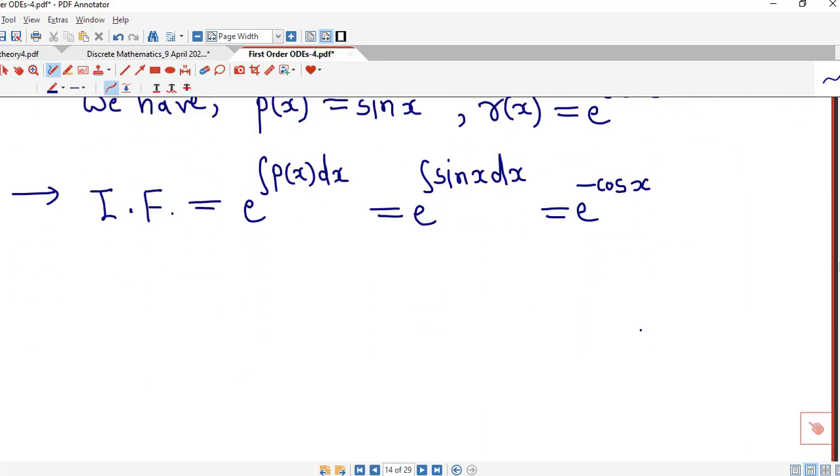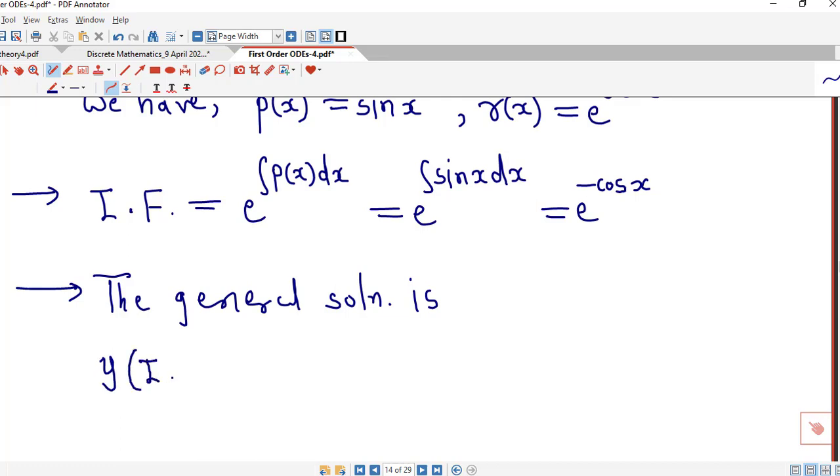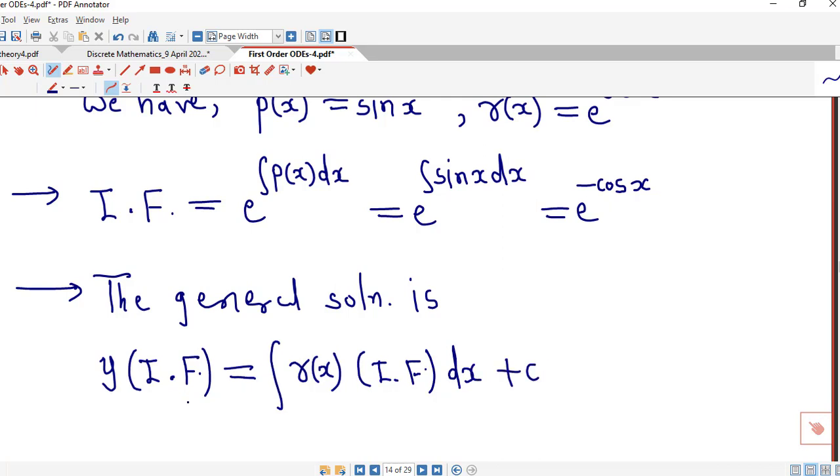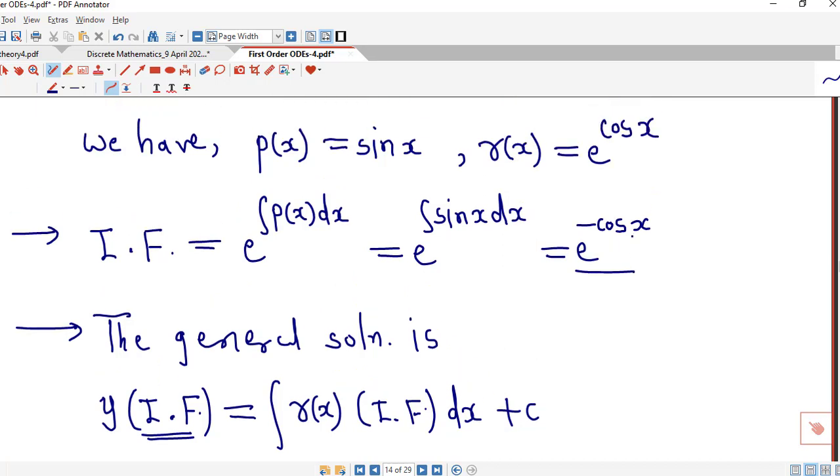So this is the integrating factor, and the next step is to write down the formula for the general solution and use the integrating factor which we have obtained. General solution, we will remember: y into integrating factor equal to integral of R(x) into integrating factor with respect to x plus c. So now we substitute the value of the integrating factor, which is e raised to minus cos x, and R(x), which is e raised to cos x.